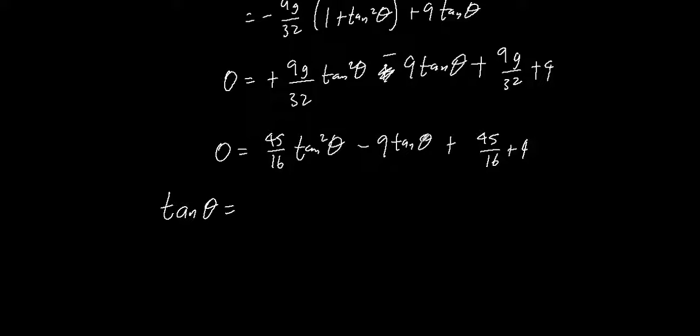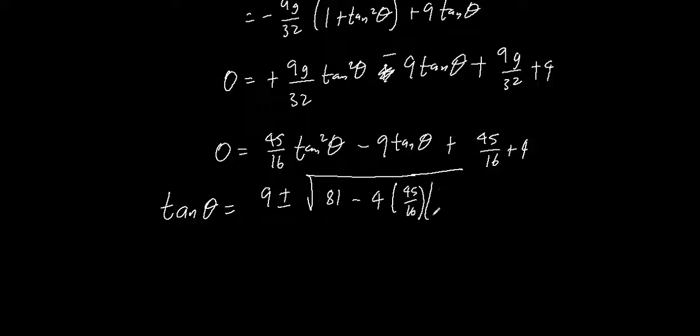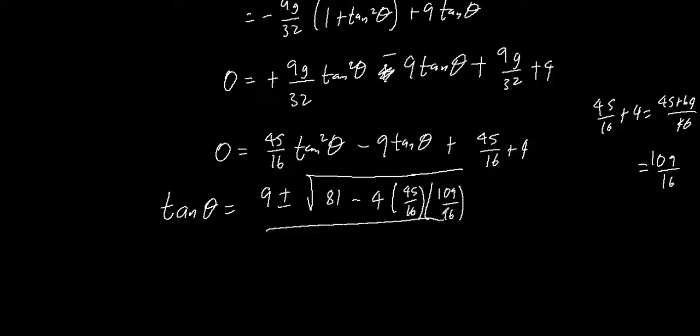Tan theta is equal to the negative of that, which is 9, plus or minus the square root of minus 9 squared, which is 81, minus 4a. What's a? A is this, so that's 45 on 16. C is this. It's easier to put this in one fraction, so I'll write this as 45 on 16 plus 4, which is 45 plus 64 on 16. Sorry, this is a side note: I just don't have my calculator on me, so I'm just winging this. So 64, that's what, 109 on 16. So I'm substituting that in as well. 109 on 16, and this is all over 2a, so 2 times that, which is 45 on 8.